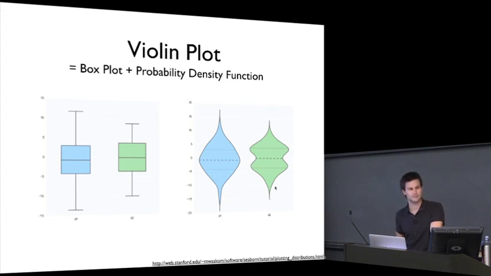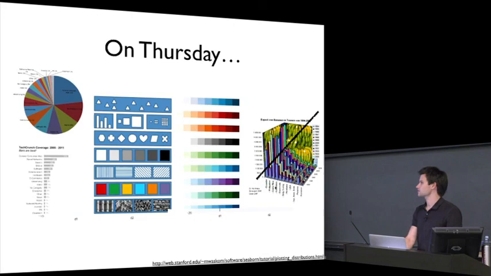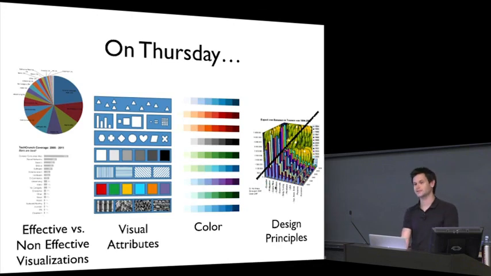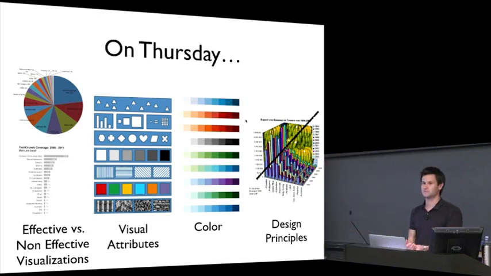OK, so on Thursday, we're going to talk about effective versus non-effective visualizations. Yeah? We will have nice examples from the media which are good and which are bad. Then we talk about these visual attributes. That's the language, the alphabet that we have for creating visualizations. Then we will talk about color, and in the end, about design principles. And that's the banana plot that I mentioned.